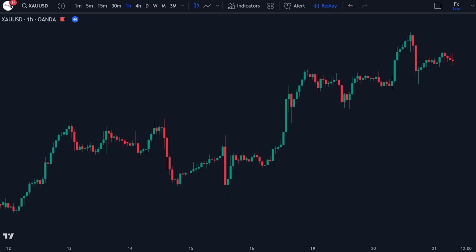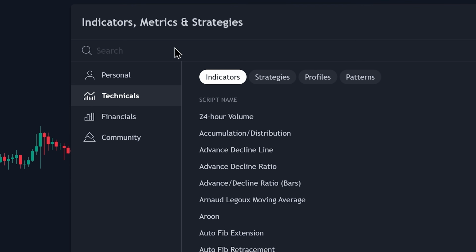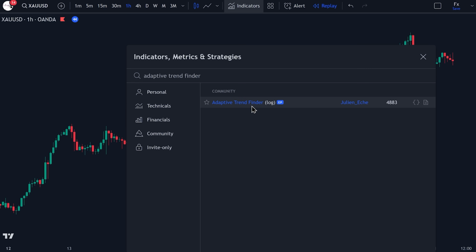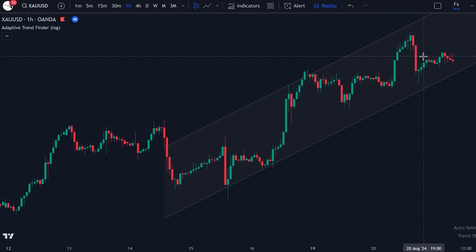Setting up the indicator on your chart is easy. Click on Indicators in TradingView. Search for Adaptive Trend Finder. Select the indicator, and it will automatically apply to your chart. That's all you need to get started.